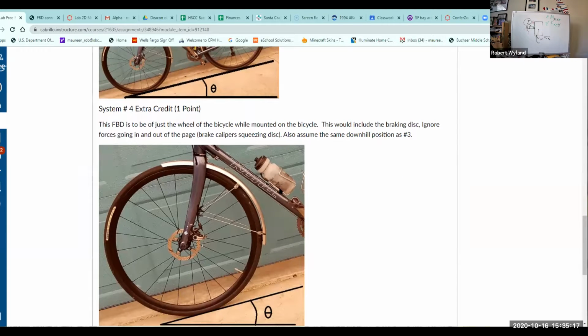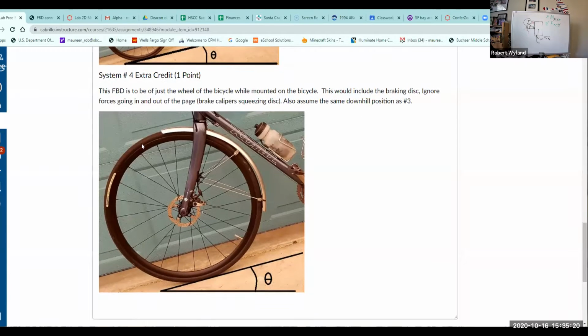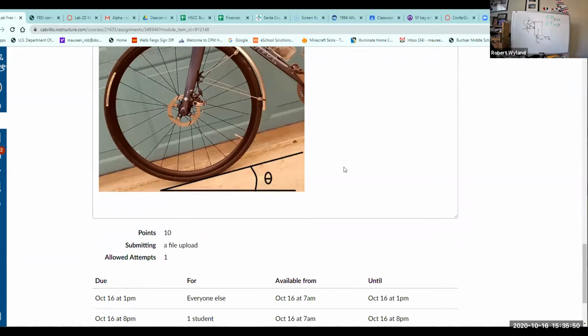And then lastly, this is an extra credit, is to draw just the wheel. So what I mean by that is I've got the wheel, and I want you to draw the forces that keep this wheel in place. So we'll have the attach point at the axle, we'll have a brake at the disc, we'll have a contact point at the surface here. This is extra credit. That's it.